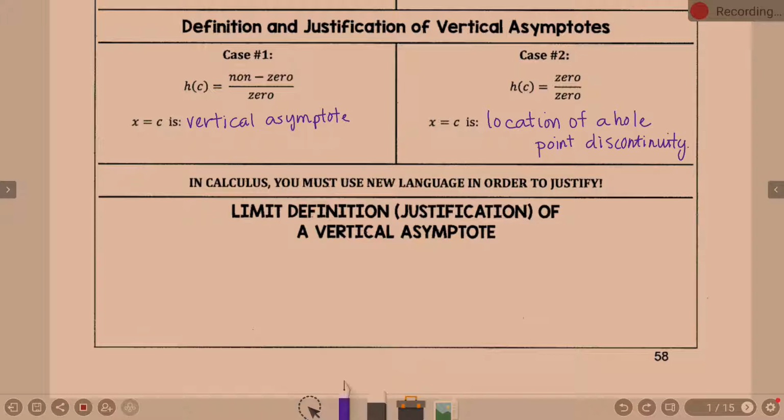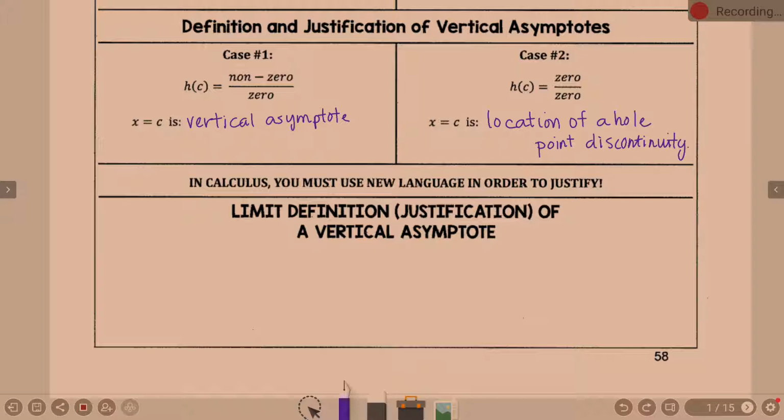And then when we talk AP test, you have to be able to justify. You have to be able to use calc language to justify. You can't just say it's a vertical asymptote because the denominator equals 0, we have to be a little more official. So when we talk about the limit definition and how we justify a vertical asymptote, we're looking at the limits.